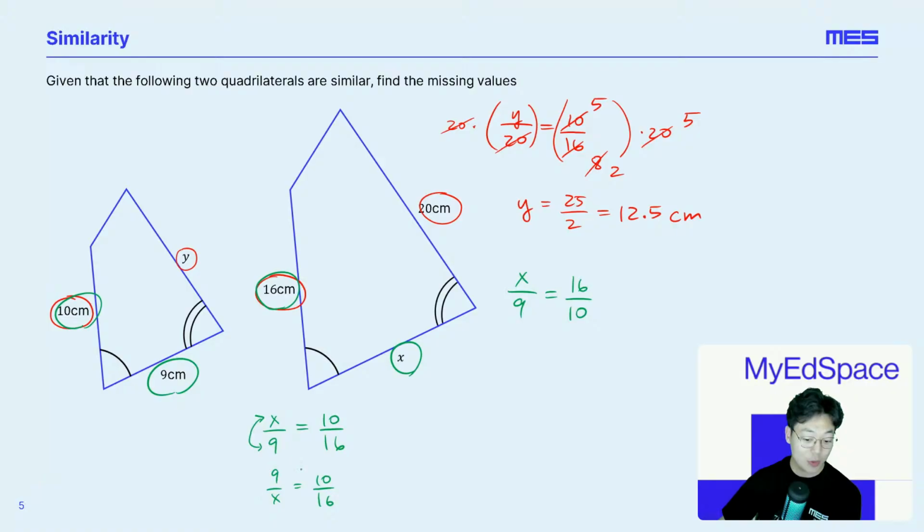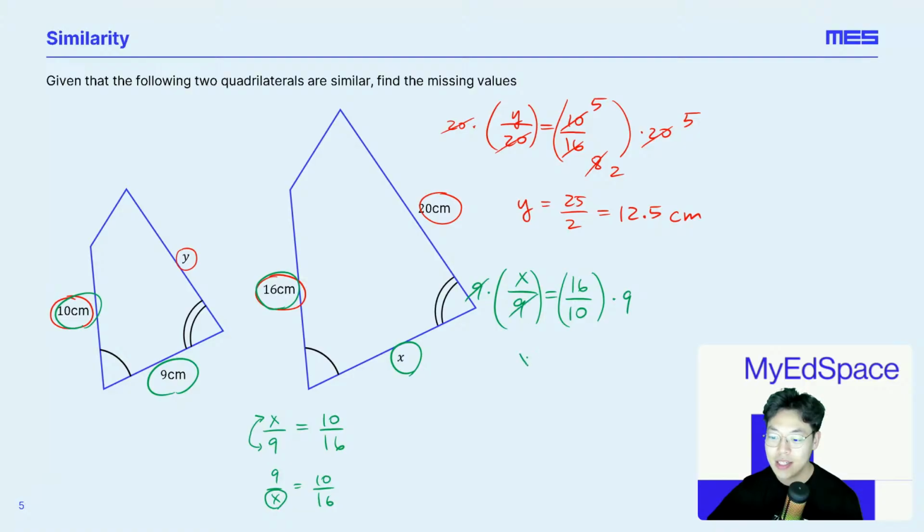But now, obviously, this would be a lot more difficult to solve because the x is in the denominator. So we'll have to do multiple more steps. Instead, we already have this x in the numerator in this equation. So we can just multiply both sides by a 9. So x will equal 9 times 16 is 144 divided by 10.